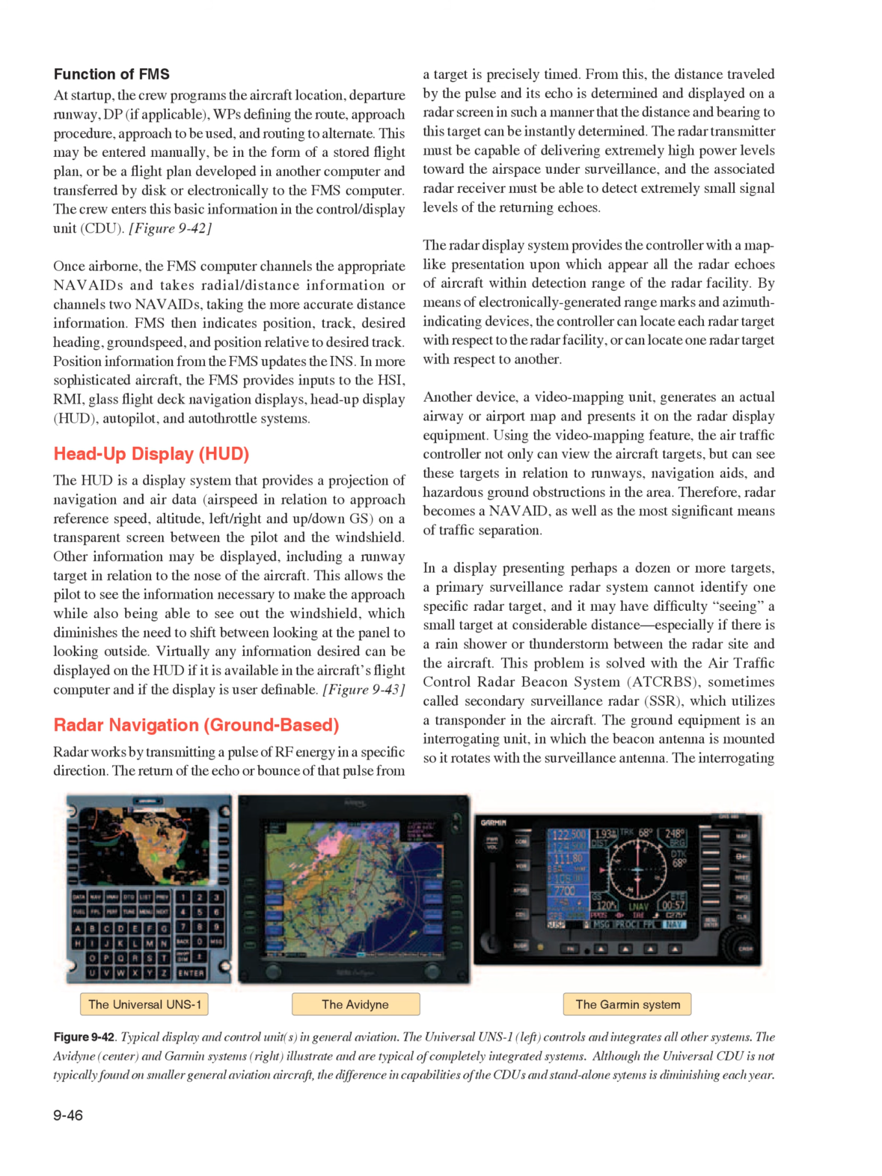In a display presenting perhaps a dozen or more targets, a primary surveillance radar system cannot identify one specific radar target, and it may have difficulty seeing a small target at considerable distance, especially if there is a rain shower or thunderstorm between the radar site and the aircraft. This problem is solved with the Air Traffic Control Radar Beacon System, ATCRBS, sometimes called Secondary Surveillance Radar, SSR, which utilizes a transponder in the aircraft. The ground equipment is an interrogating unit, in which the beacon antenna is mounted so it rotates with the surveillance antenna.